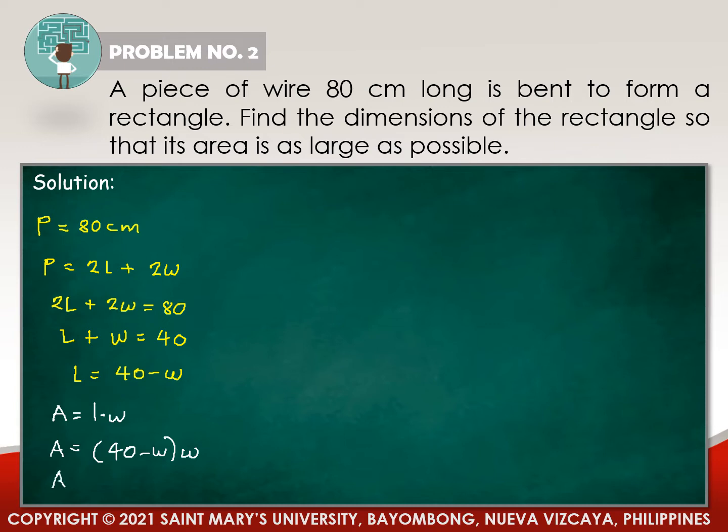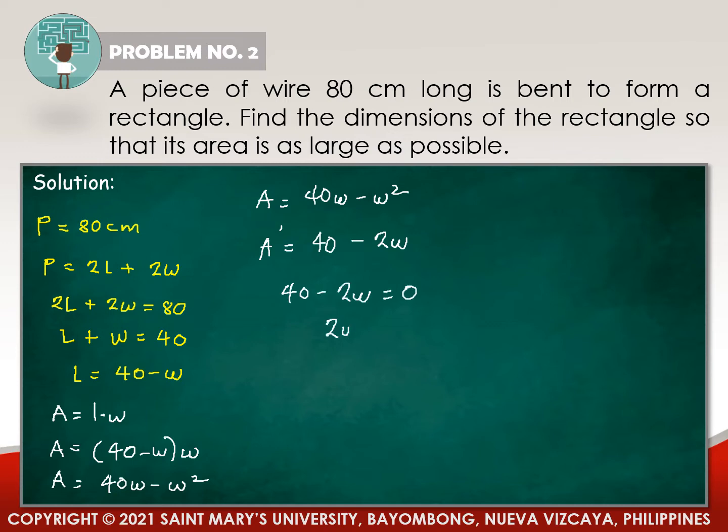Dapat kasi express natin as one variable only. So 40 minus W times W by distributive property is 40W, then W times W is W squared. Okay, then yan yung ating i-differentiate. We have A equals 40W minus W squared. So we have derivative of 40W is 40 and derivative of W squared is 2W. And then we will equate this to 0. So we have 40 minus 2W equals 0.